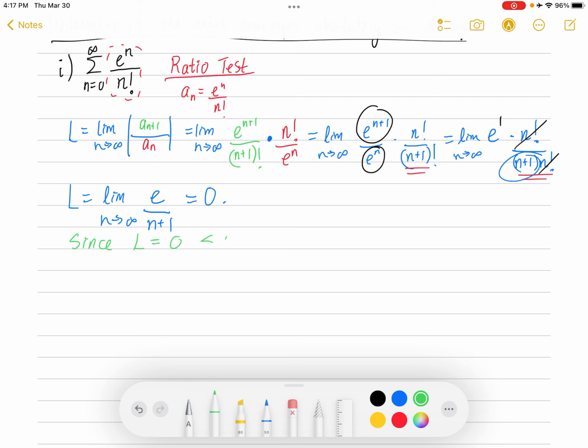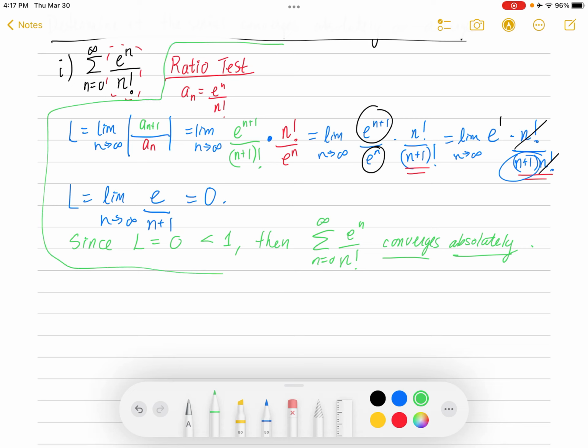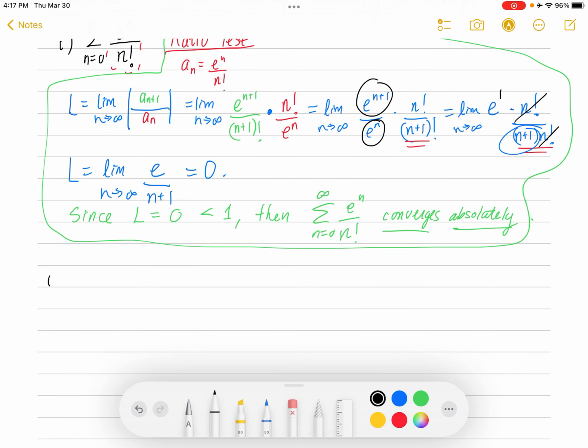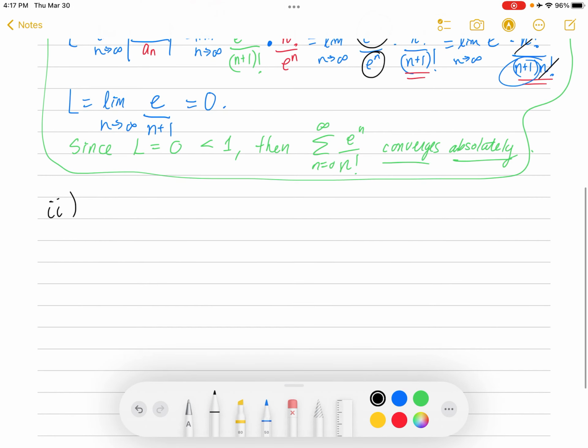So since our special limit is 0, which is less than 1, then the series from 0 to infinity of e to the n over n factorial converges absolutely. This is by the ratio test. So the ratio test you want to use anytime there are factorials, for sure. Number 2.